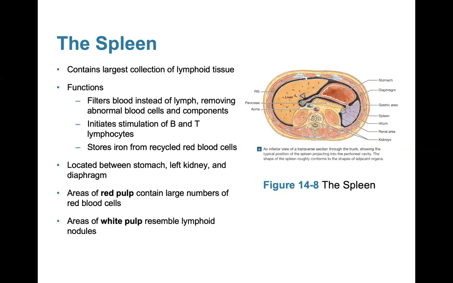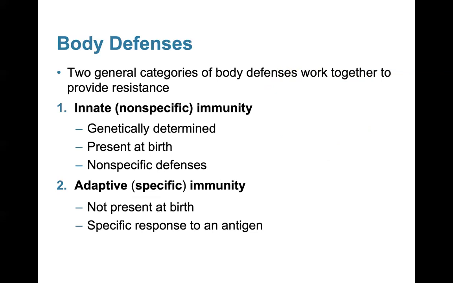Your spleen contains the largest collection of lymphoid tissue. It functions in filtering the blood instead of lymph, removing abnormal blood cells and components. It initiates stimulation of B and T lymphocytes. It stores iron from the recycled red blood cells. It's located between the stomach, left kidney, and the diaphragm. Areas are red pulp, which contains large numbers of red blood cells, and areas of white pulp, which is where you have most of your lymphoid nodules.